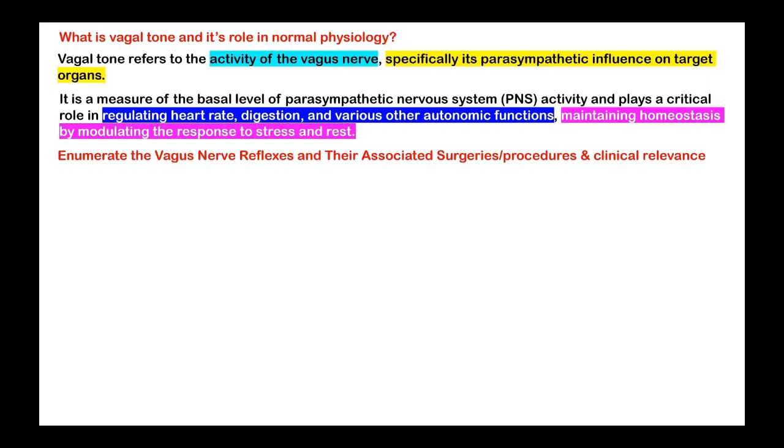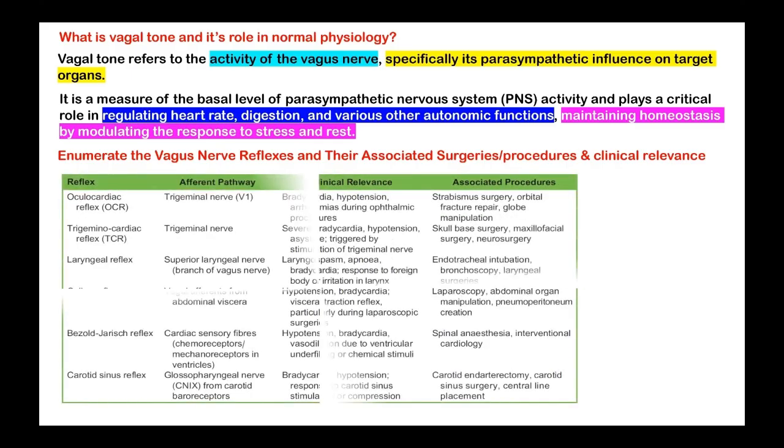Trigeminovagal and oculocardiac are two parts of the same nerve. So this is the oculocardiac reflex, which involves the trigeminal afferent pathway. The clinical response is bradycardia and hypotension. They are encountered during strabismus surgery, orbital fracture repair, or globe manipulation.